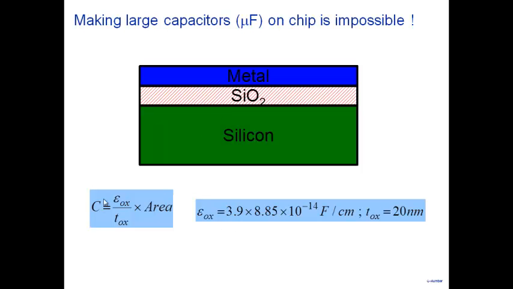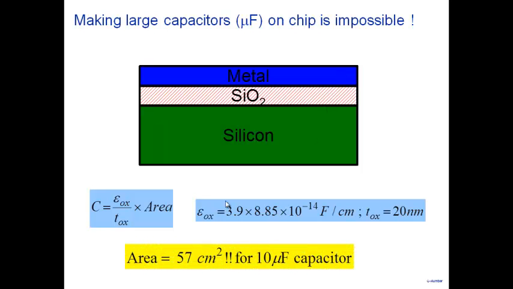The dielectric constant of silicon dioxide is 3.9. This is epsilon naught, which you're familiar with. Let's say I use some typical values, 200 angstrom, or 20 nanometer thick silicon dioxide. If I calculate how much I need for a 10 microfarad capacitor, I need 57 centimeters square. You can imagine how large that piece of silicon would be just to make a capacitor of 10 microfarad. This simple calculation illustrates that I can't make capacitors in the microfarad range. The area required is simply huge.